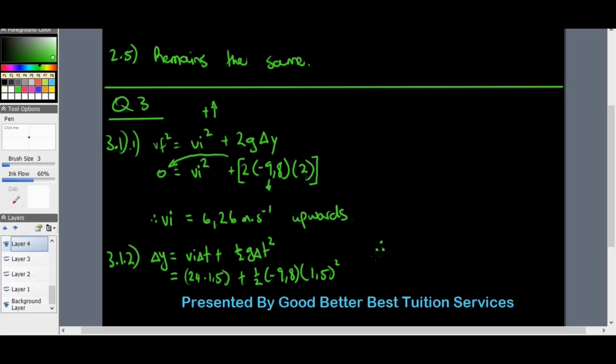Therefore, I plug that in straight on my calculator, and delta y will equal 24,98 meters, and we can therefore state that the unknown height h is 24,98 meters, and that will be our final answer for 3.1.2.